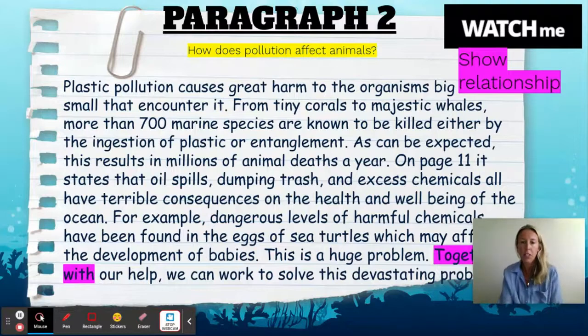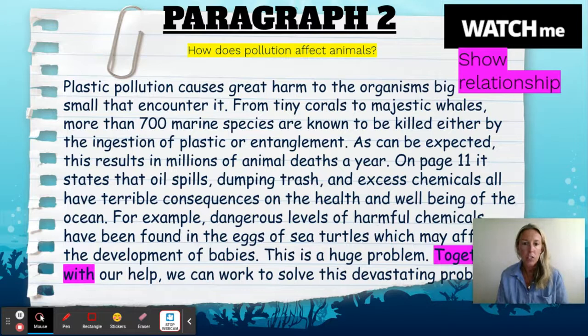Now I'm going to show relationship. Plastic pollution causes great harm to the organisms, big and small, that encounter it. From tiny corals to majestic whales, more than 700 marine species are known to be killed either by the ingestion of plastic or entanglement. As can be expected, this results in millions of animal deaths a year. On page 11, it states that oil spills, dumping trash, and excess chemicals all have terrible consequences on the health and well-being of the ocean.